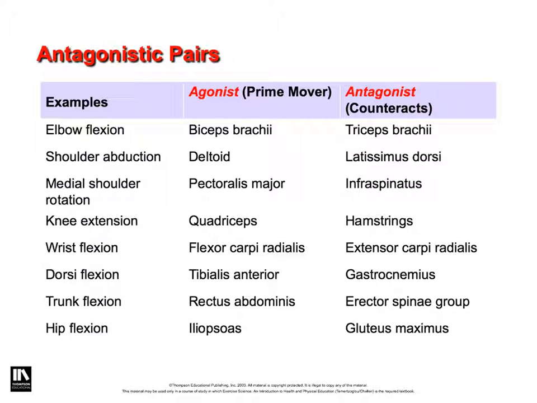I just wanted to do a bit of a review with you on antagonistic pairs because I know some of you had a few questions. So for example, if we're looking at the motion of elbow flexion, so that's bringing your hand closer to your shoulder, your prime mover, the one that's actually flexing, is your biceps brachii. And then every agonist has an antagonist, so something doing the opposite motion. It kind of counteracts what you're doing. So the opposite of the bicep is the tricep.